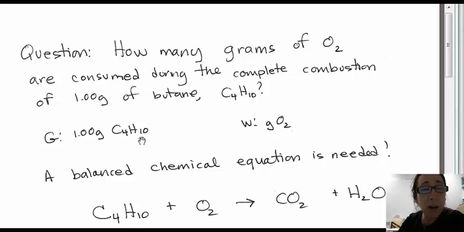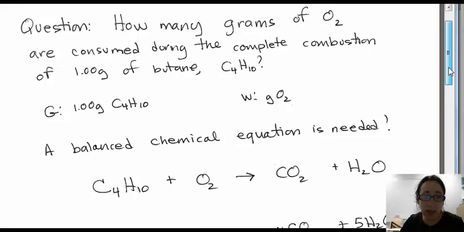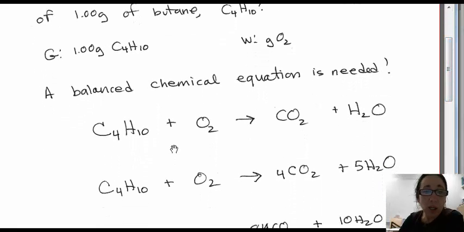A hydrocarbon is any chemical that is made only of carbon and hydrogen. Combustion of a hydrocarbon means that that hydrocarbon is going to react with oxygen. So there will always be two reactants, the hydrocarbon and oxygen. And what will always be formed, according to us, is carbon dioxide and water. Always. Two reactants, two products.